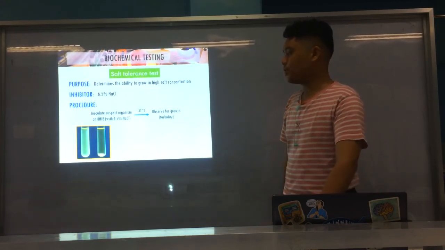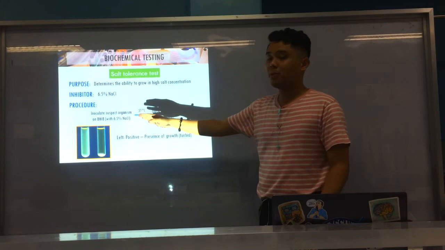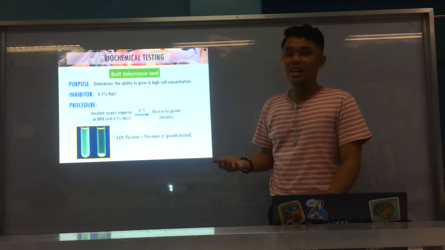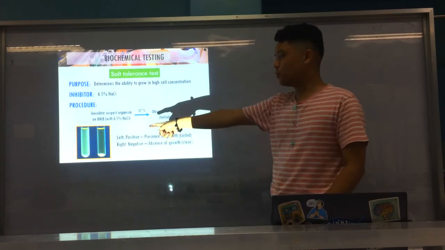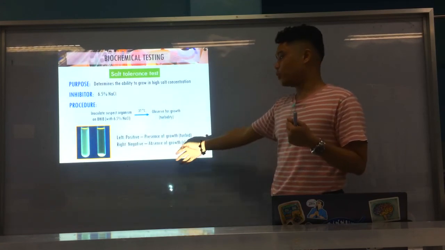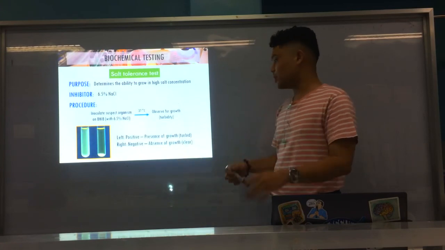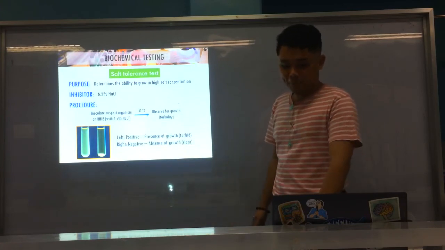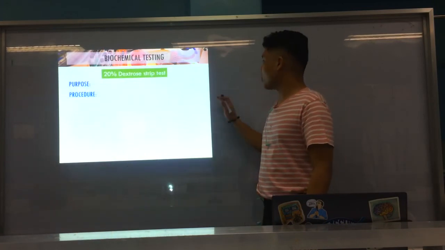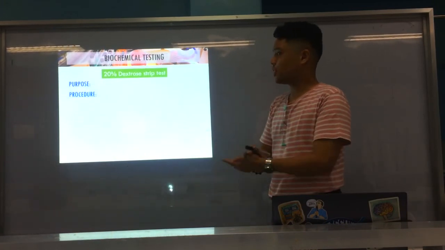Alright, so here's an example. The left is positive with turbidity, meaning they have grown. They tolerated the 6.5% NaCl, and negative, no growth because they cannot tolerate the 6.5% NaCl, therefore absence of growth, a clear suspension, a clear solution, okay? All right. Okay. And we also have what we call your 20% dextrose strip test.